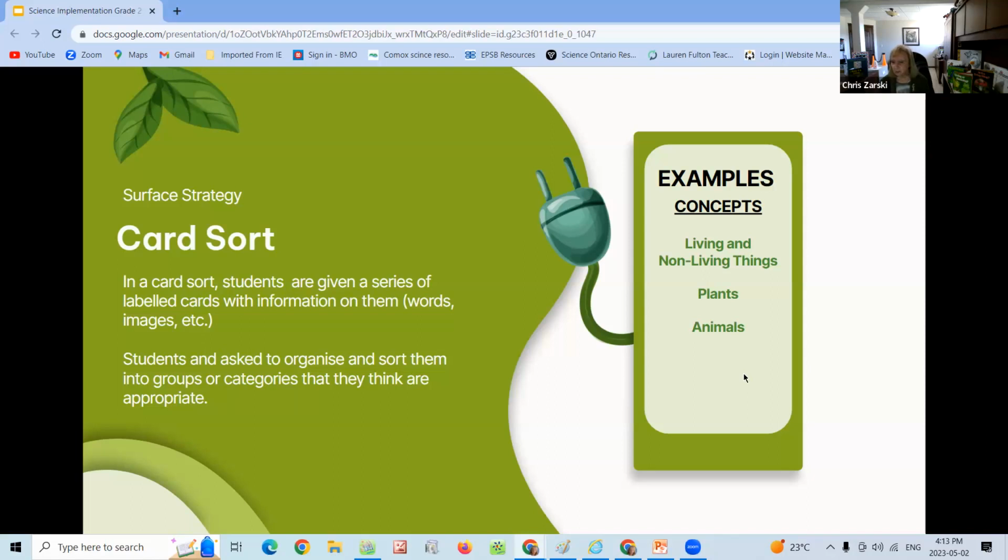And card sort is a great one. And actually the living system, the whole unpacking of the living system, whether it's kindergarten or grade 1 or grade 6, the card sort is a great way.